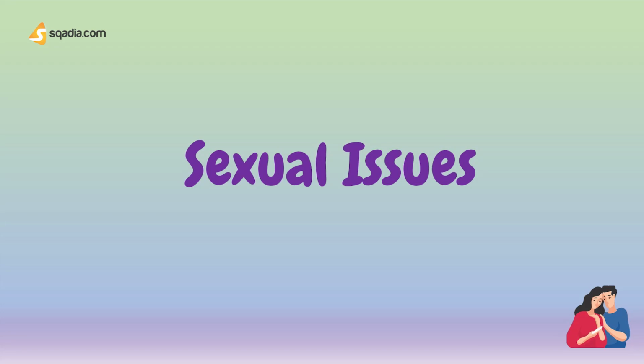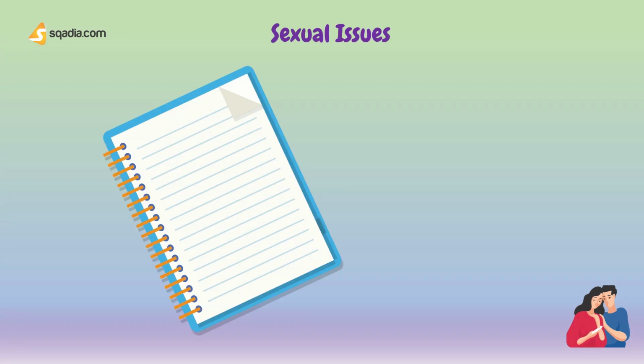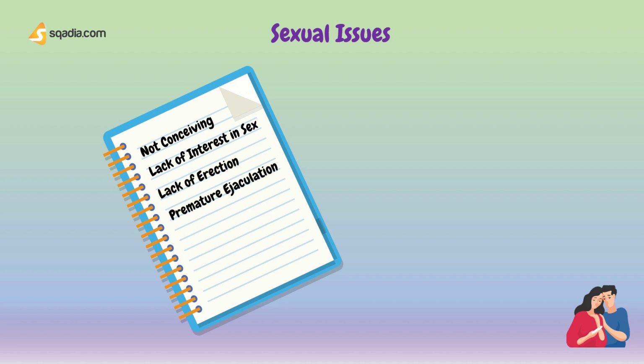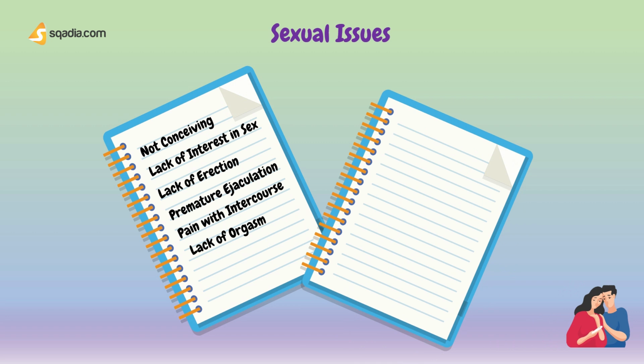So the topic we are going to discuss today is about sexual issues. Do you know how sexual issues feel like? Well, let me tell you. Not conceiving after 12 months of unprotected intercourse, or lack of interest in sex, lack of erection or ejaculation, premature ejaculation in men, or lack of interest in sex, pain with intercourse, lack of orgasm in women. So these are all the indications that the patient is suffering from sexual issues.